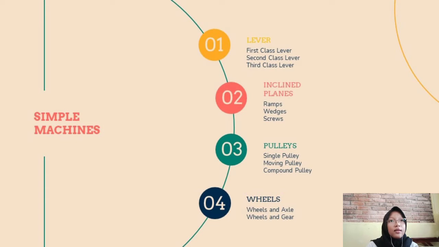What we learn today is 4 types of simple machines that were defined by Renaissance scientists. There are levers, inclined planes, pulleys, and wheels.